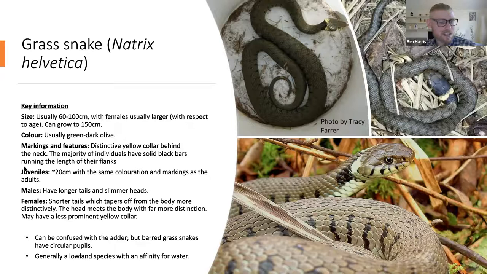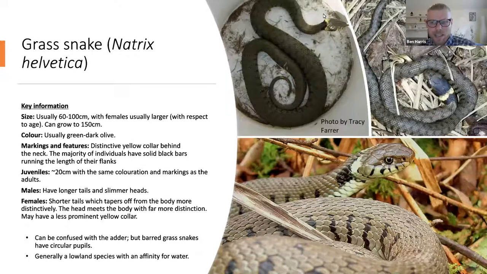Now the juveniles are kind of like smaller versions of the adults. They are born with that yellow collar. They're born with the dark bars on the flanks. They're just much smaller at around 20 centimeters in length. Now it can be really tricky to tell the difference between the males and females. Well, there's one or two things you can take a look at.